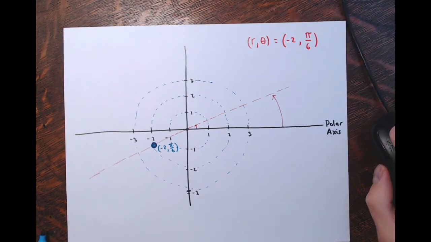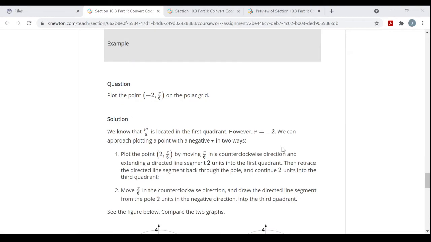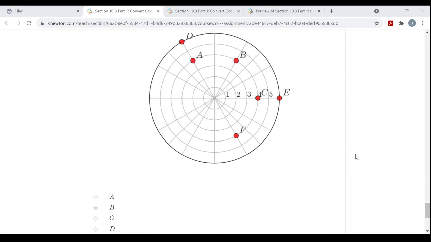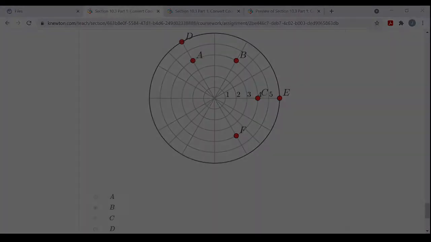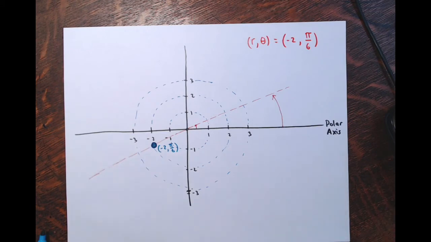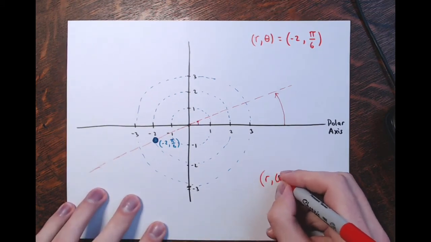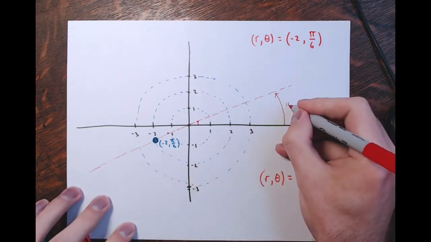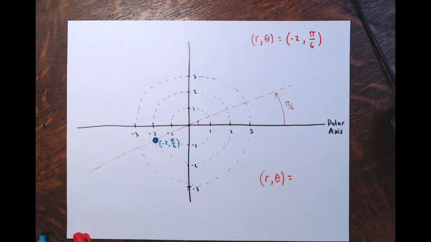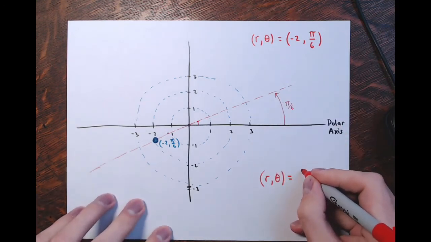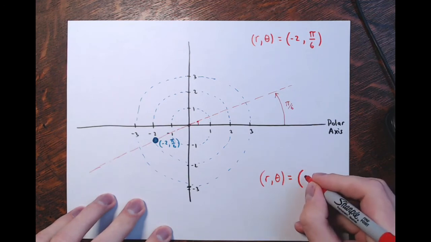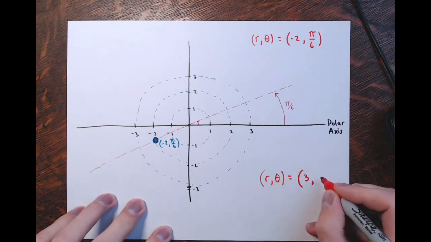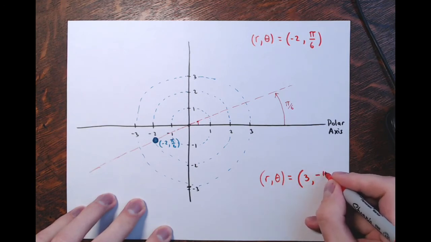Now they may also ask for locations with negative angles. I don't think they're doing that here, but just remember negative angles. I'll do one example on this. What if I wanted this location, (r, theta) equals, I should have written this in here, this is positive pi over 6 rotation here. What if r were positive, say 3, but I had a negative value for theta, like negative pi over 4?